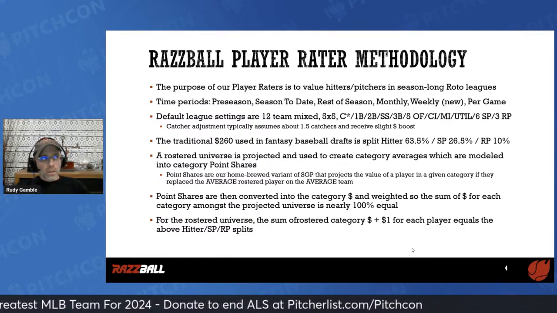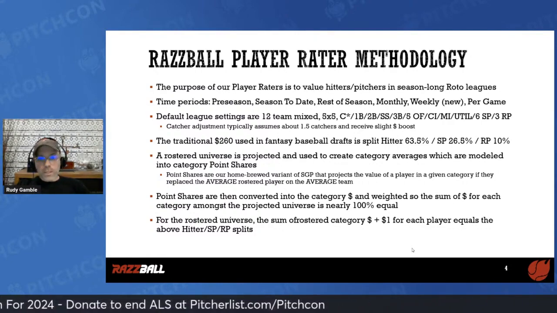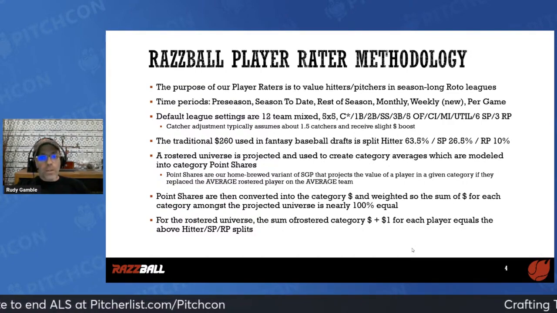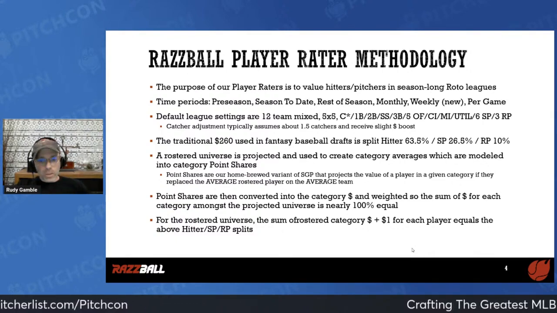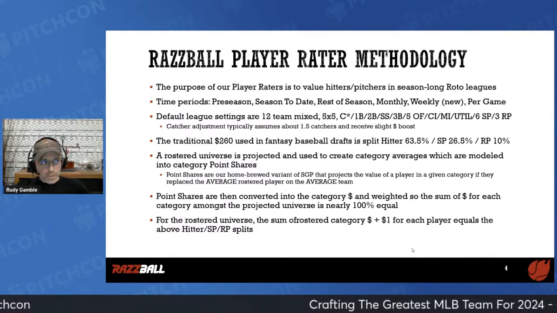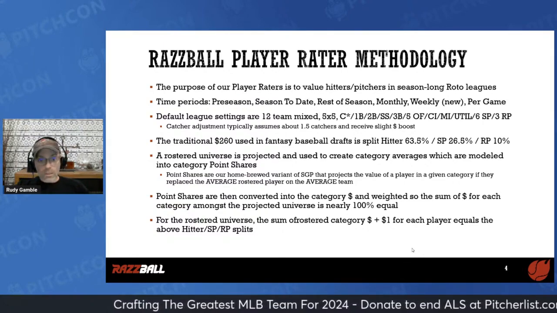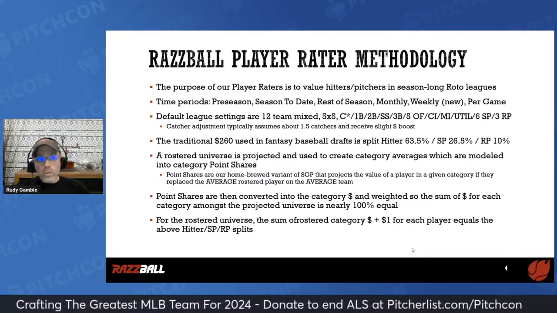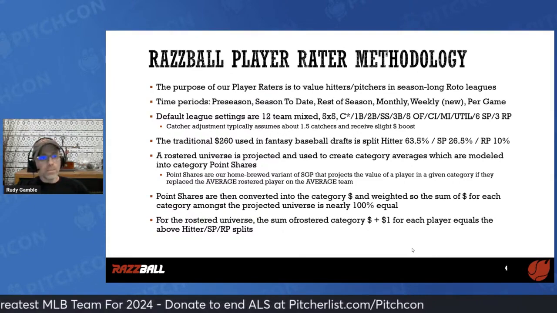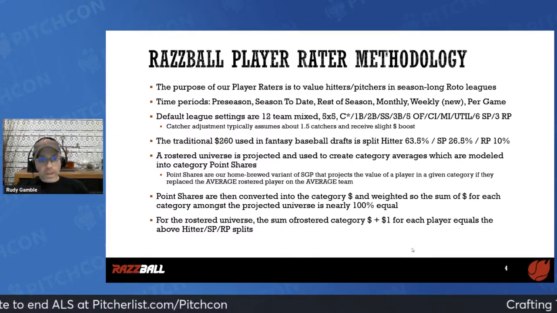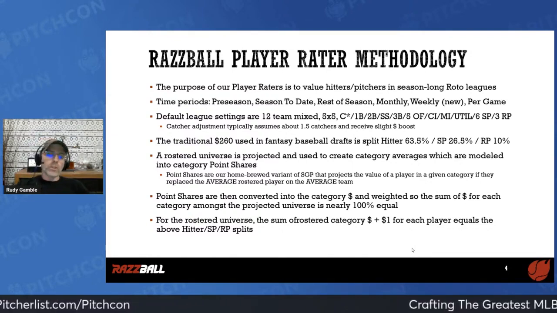is, if I'm splitting out the $260, I want to split it out into each of the categories and add $1 for replacement value. And the goal should be that the value of dollar runs, dollar homers and dollar RBIs should be all about the same. And dollar wins, dollar Ks, dollar ERA should be about the same. And that makes sure you're treating everything equally.